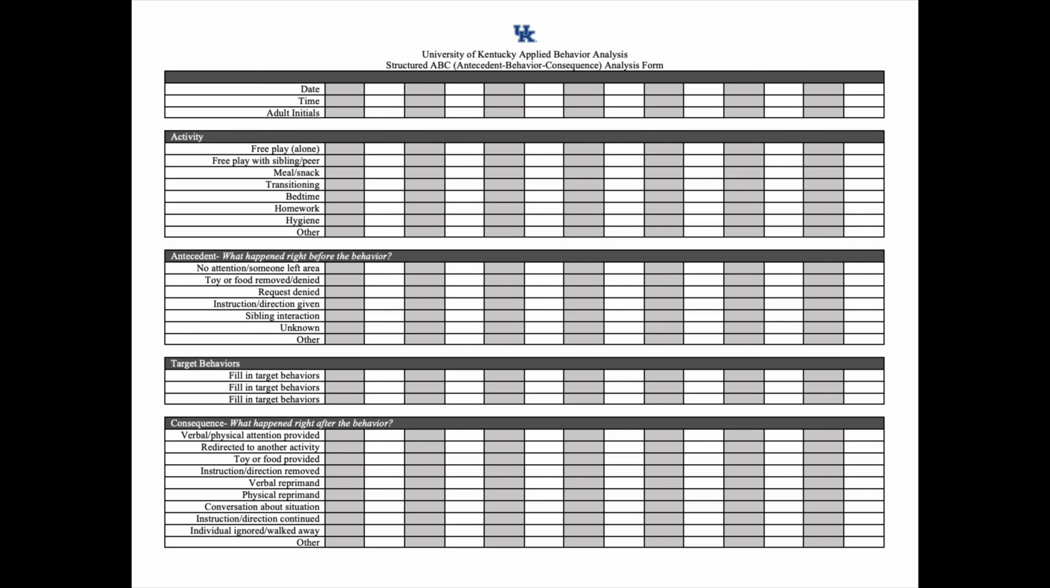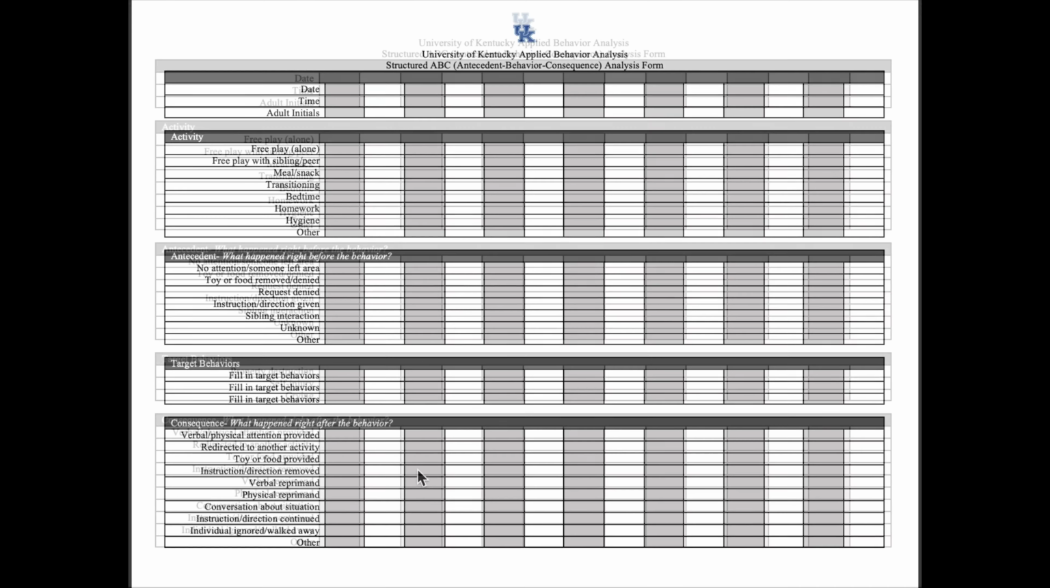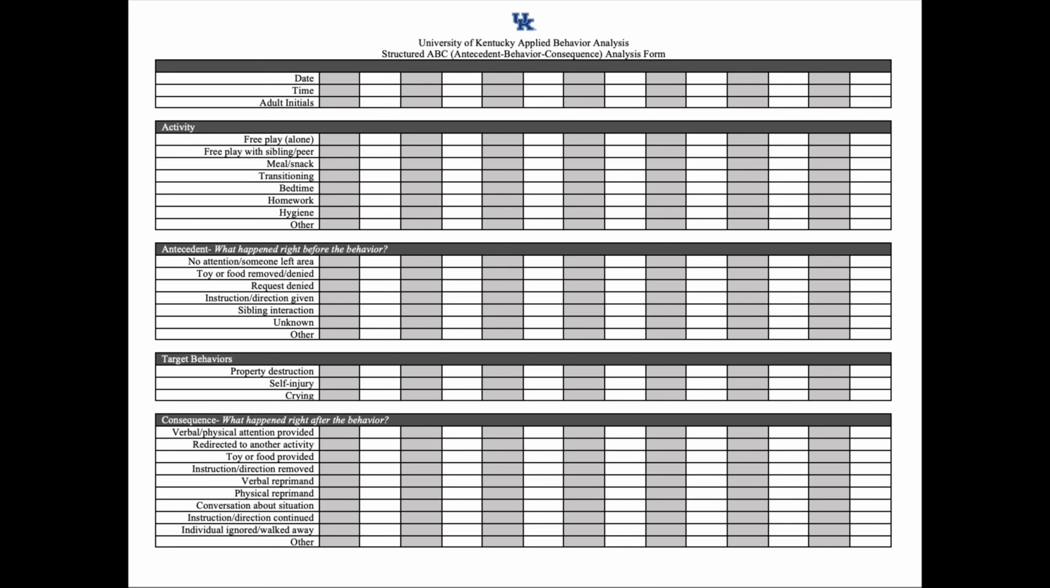Okay, so as you notice, this data sheet has many columns. Each column represents an instance in which challenging behavior occurred. You can record one or many instances from one day.